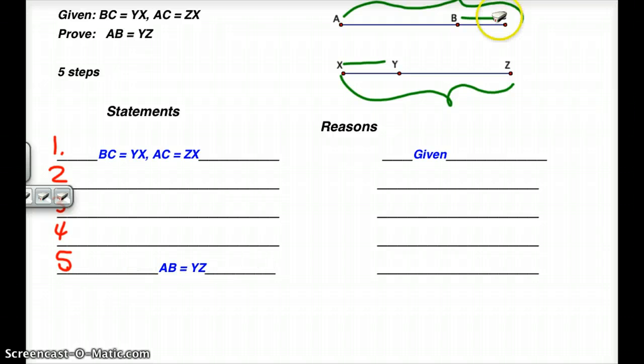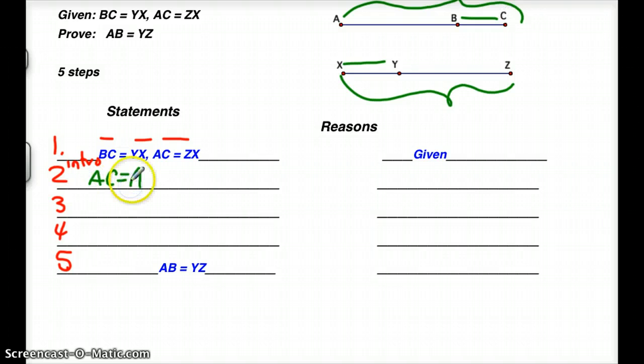AB equals YZ. Remember that we need to introduce those pieces in our proof, because right now when I look at my givens, I don't see any AB and I don't see any YZ. So in number 2, I'm going to introduce the parts that I need. I'm going to introduce AB by using my segment addition postulate. So I have AC equals AB plus BC. And then I need to introduce my YZ, which is in this one.